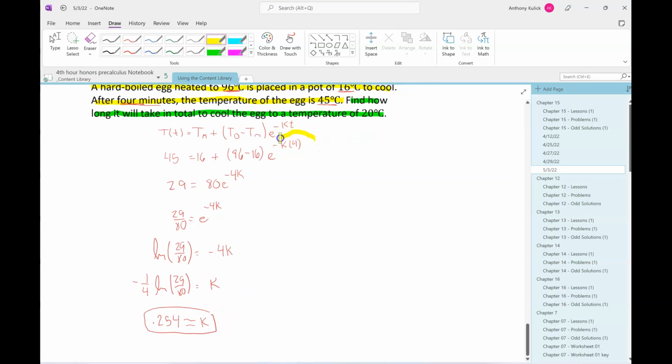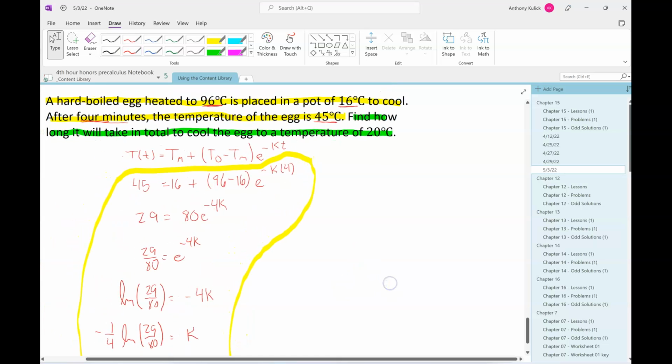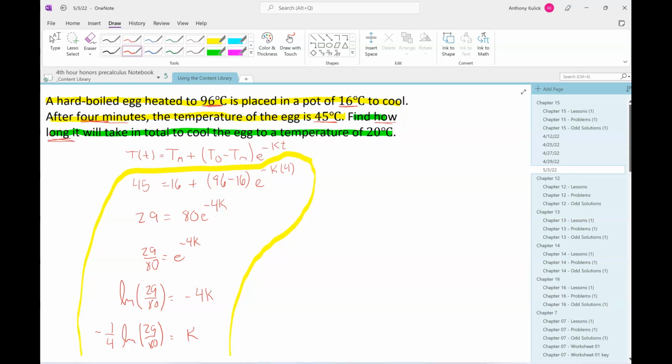So again, what we did here was just kind of answering the yellow part of the question. The meat of the question here is green. It says find how long. So what are we going to be solving for? In a how long question? Time! Not that hard.